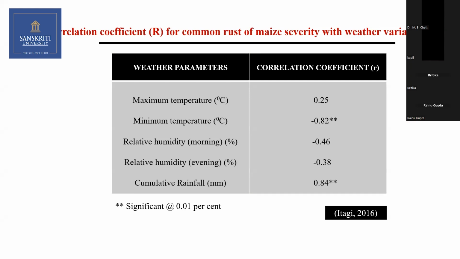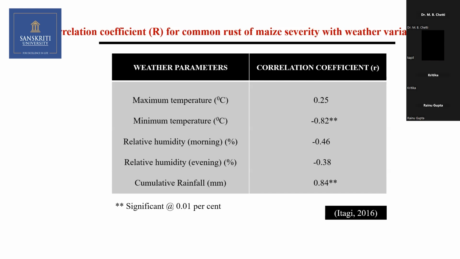You can see that only 2 weather parameters are influencing, statistically significant: minimum temperature and the cumulative rainfall. That means to say that there is a positive impact of rainfall. As the rainfall increases, the rust disease also increases. It is statistically significant. Similarly, the temperature has a negative impact on common rust of maize. That is, as the temperature decreases, the rust increases. They are inversely proportional, minimum temperature and rust.